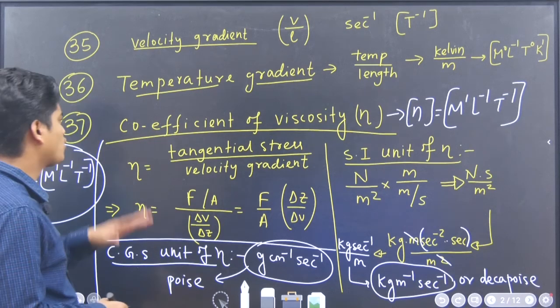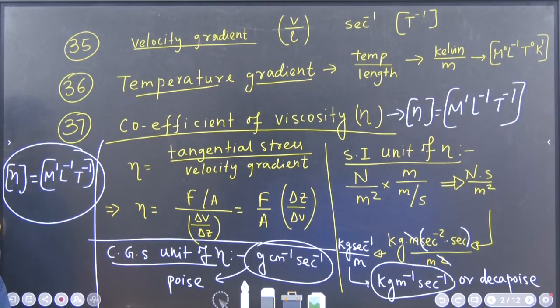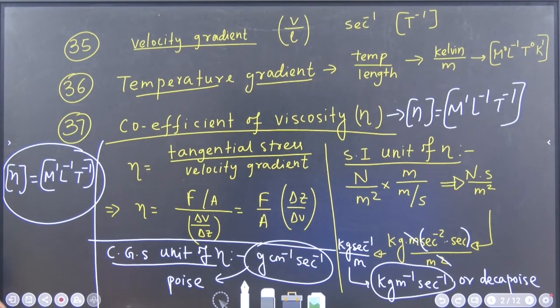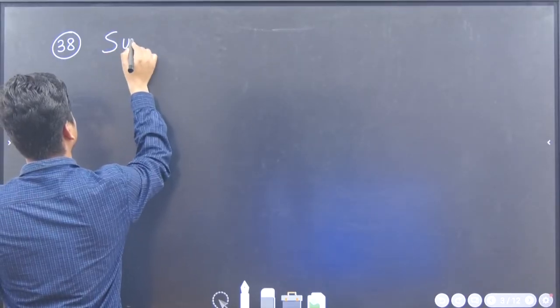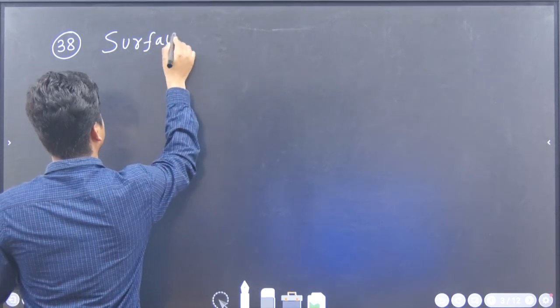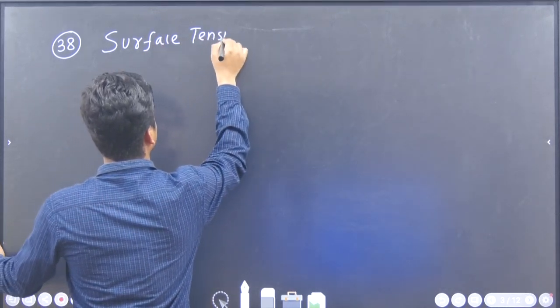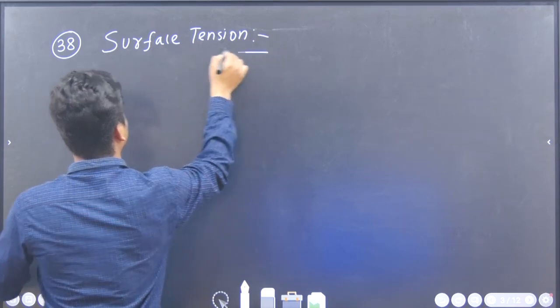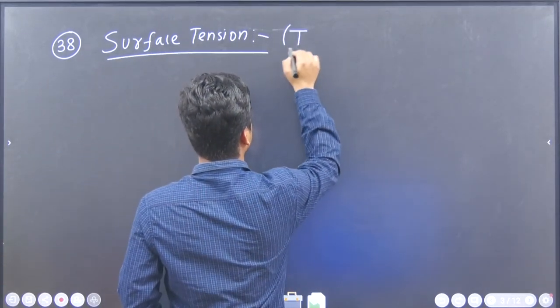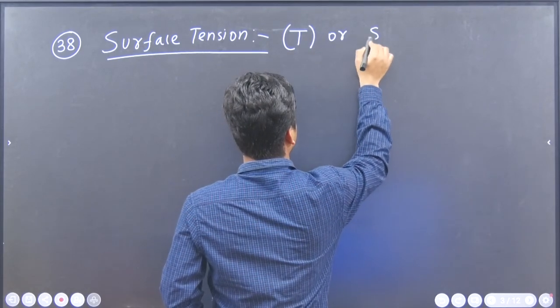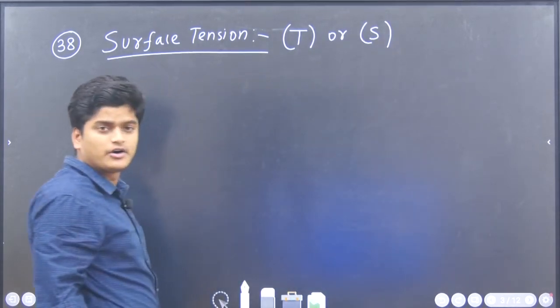Now here this is the coefficient of viscosity. Okay. Now I hope you understand. Now I will go to the next quantity, that is surface tension. Okay. So what is the surface tension? Now the symbol can be given as T or you can give S. Surface tension symbol you can give T or S.